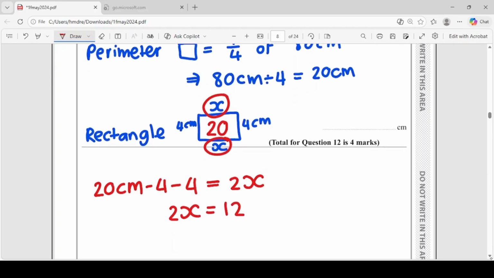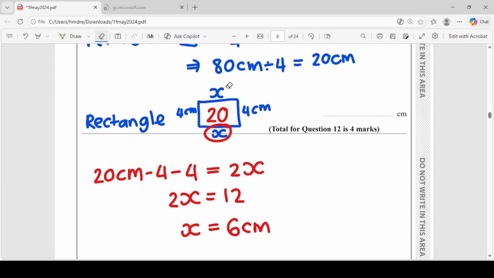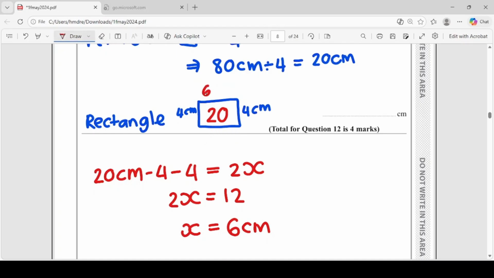We want just one length, so we're going to divide both sides by 2. So this is going to be 6 centimeters. So we can replace these sides here: it's 6 centimeters for this length and 6 centimeters there. And then if you add all of these, you get 20 centimeters. So our final answer is one length is 6 centimeters.